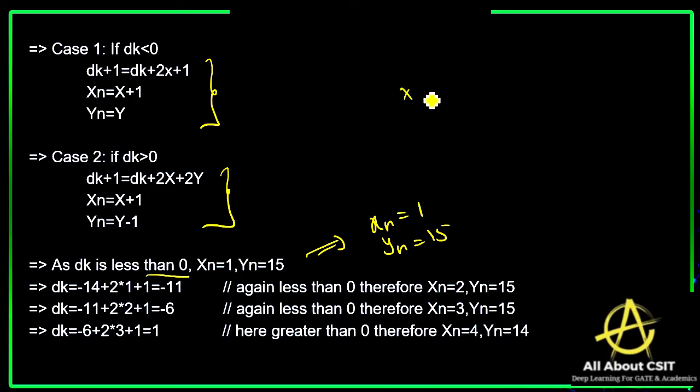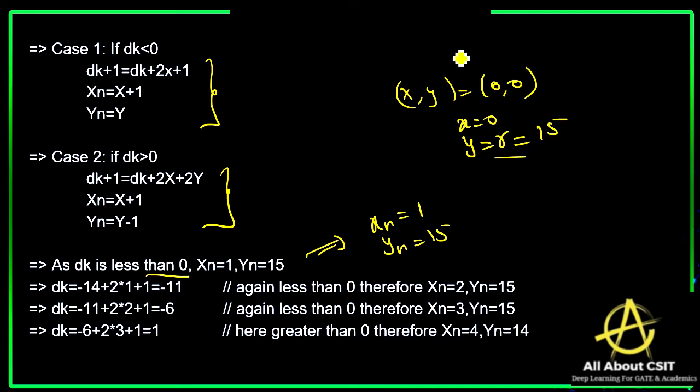That means the starting coordinates of x and y are 0, 0, starting at the origin. So you have to take y as the radius, because x is 0 and y is equal to r, which is 15. You have to consider the radius as the start, then only can you draw the arc. So xn is equal to 1. Substitute here, the x value is 0 plus 1, you will get 1, and yn is equal to y, that is 15. So the first point is 1, 15.